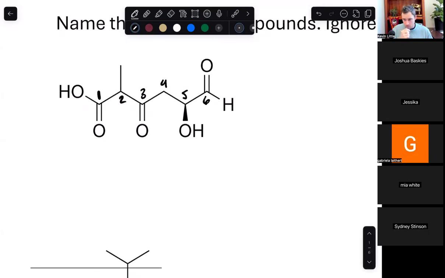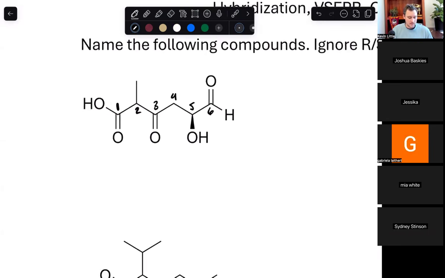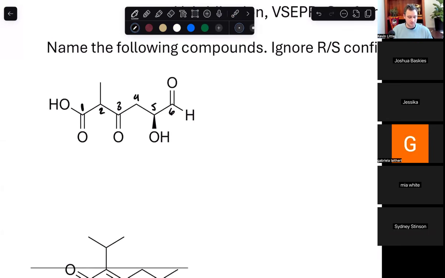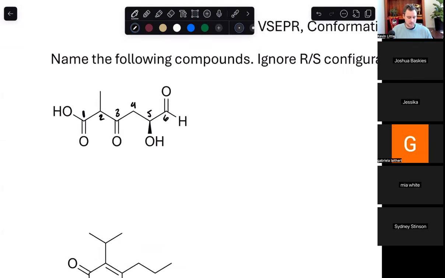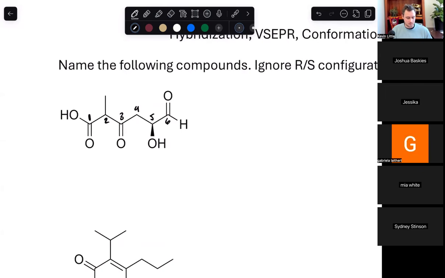After this point, we have to start naming the prefixes and the suffixes. So anything that is not my highest priority functional group gets to be a prefix. So it gets to go before the first name of our molecule, which would be hexane at this point. So right now we know we have a hexane because there's 6 carbons. We know that we have a methyl at 2.